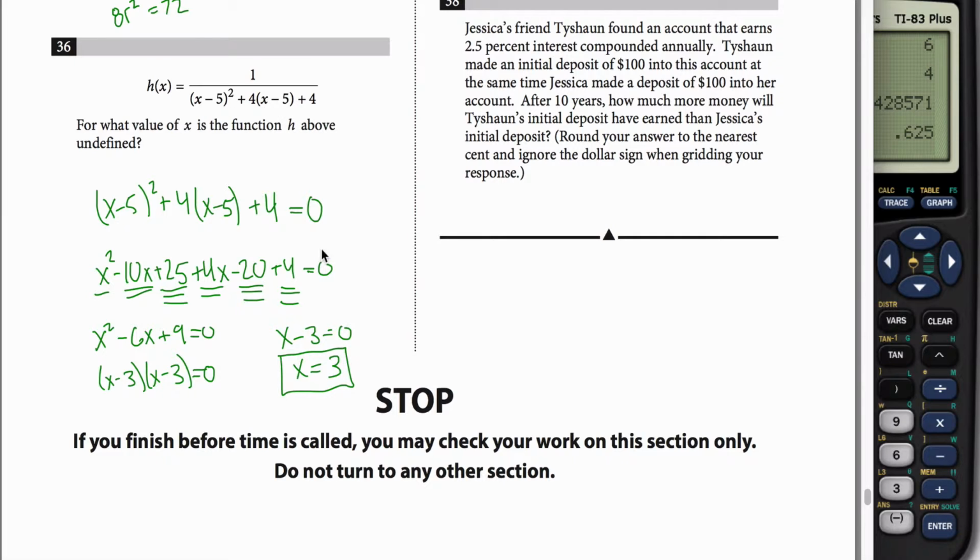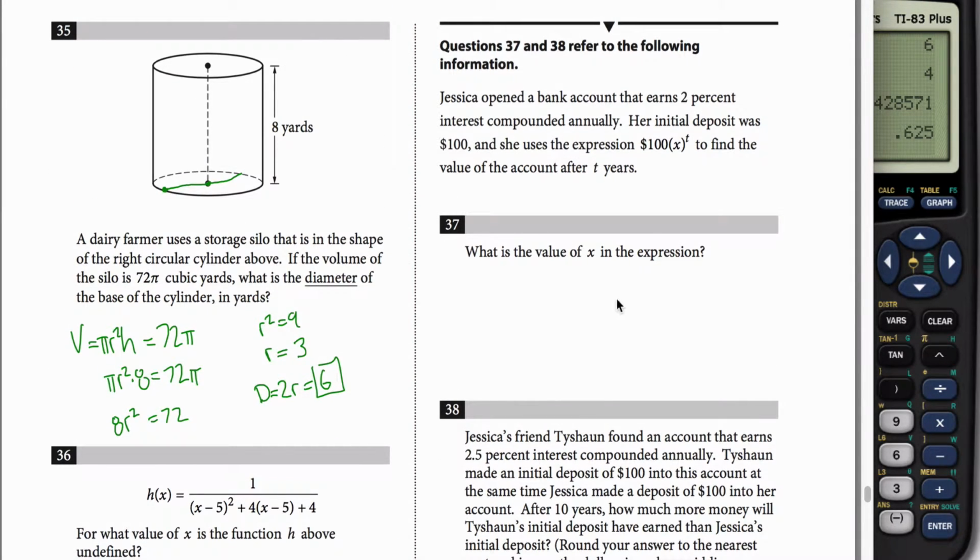It's easy enough to check that. You can change all the x's into 3's. 3 minus 5 is negative 2. Squared is positive 4. And then 4 times negative 2 is negative 8. So I get 4 minus 8 plus 4. And sure enough, that does make the bottom 0. All right, 37. Last 2 problems on this test.